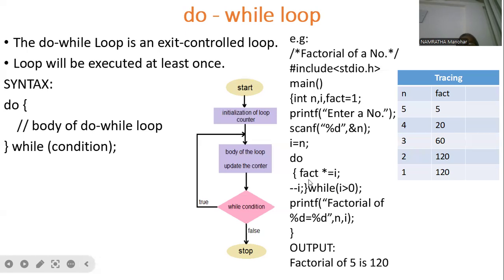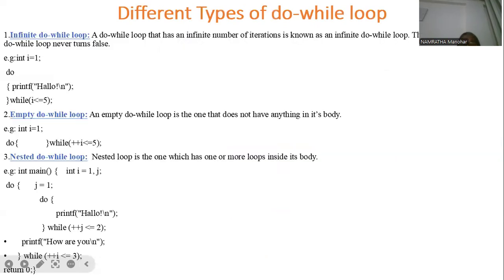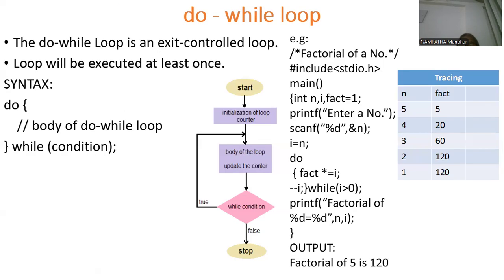This becomes false. Once it becomes false, it executes the next statement after the do while loop in your main C program. So what is the statement in the main C program? Printf factorial of the number, percentage d is equal to percentage d, that is n comma i. So factorial of 5 is this percentage d should have been equal to. So I have made a mistake here. So equal to should have been here, not is, equal to 120.